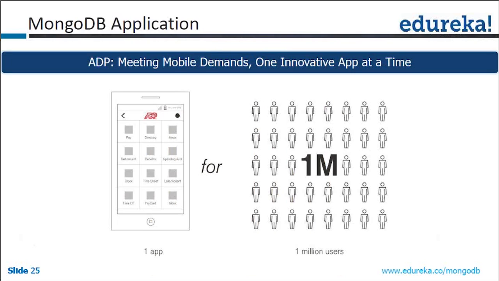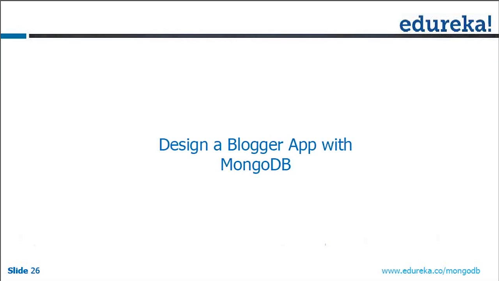One more is ADP. ADP is the application which handles payroll taxation for users in the US. For the new innovative app which handles more than 1 million users, they have used MongoDB. And one more example is our Aadhaar card, the Indian government Aadhaar card. So you can understand the scale that it needs to handle.